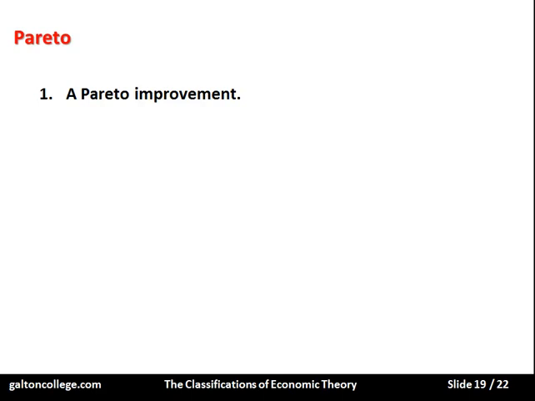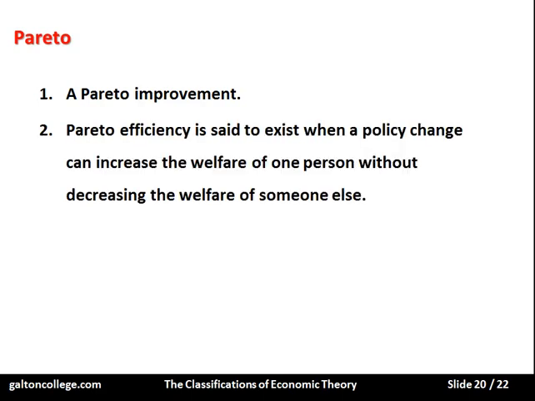And related to this concept is the idea that Pareto efficiency is said to exist when a policy change can increase the welfare of one person without decreasing the welfare of someone else. So that's what I meant by a Pareto improvement. It means that when the government changes some policy, some rule, it can increase the welfare of at least one person, yet no one is made worse off. That's a Pareto improvement. It doesn't have to be a whole group, just one person being made better off and no one made worse off. That's a Pareto improvement.